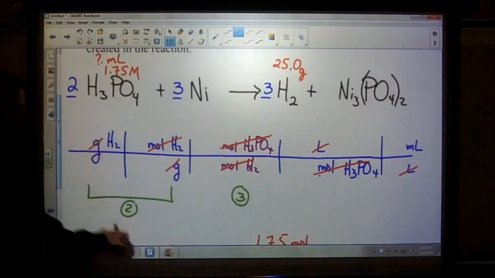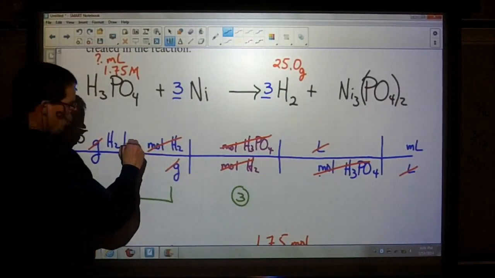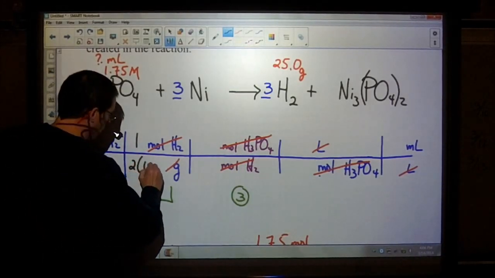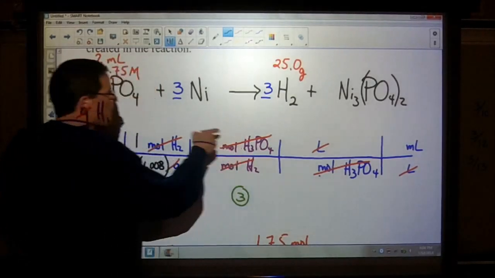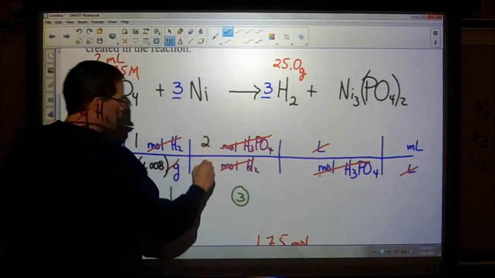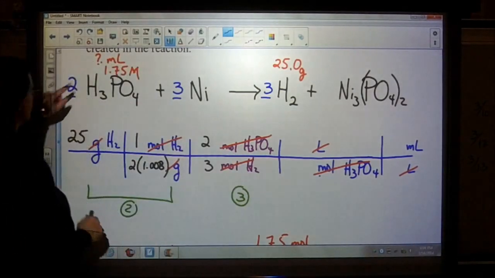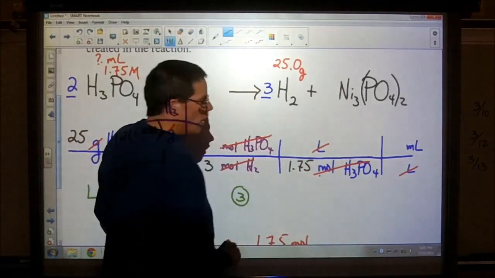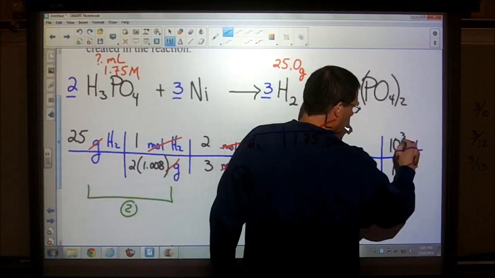So we know we have 25 grams of hydrogen. Put it in. 1 mole of hydrogen, because again, we're converting the grams into moles. So 2 times 1.008 grams. From the balanced equation, phosphoric acid has a 2. My hydrogen has a 3. The number here, again, is 1.75 molar, so we can put our 1.75 in there. Coming over here, for every liter, there is 1,000 milliliters.